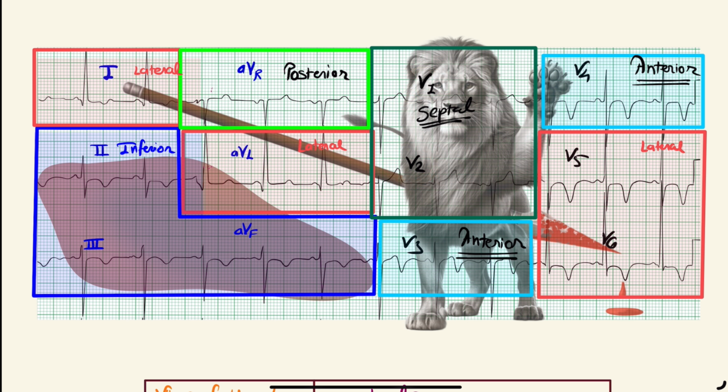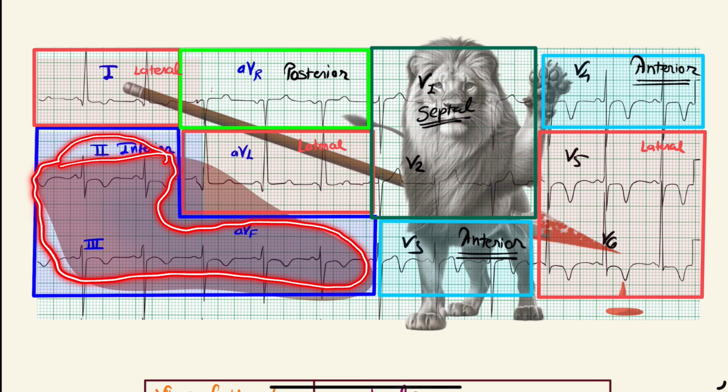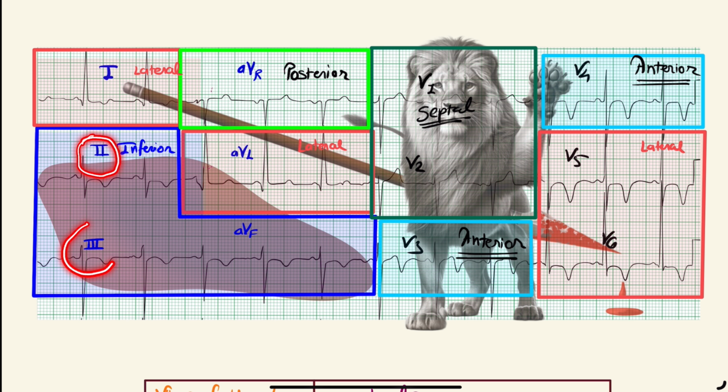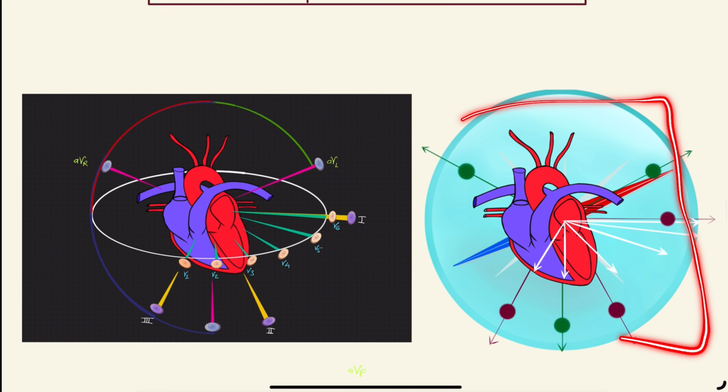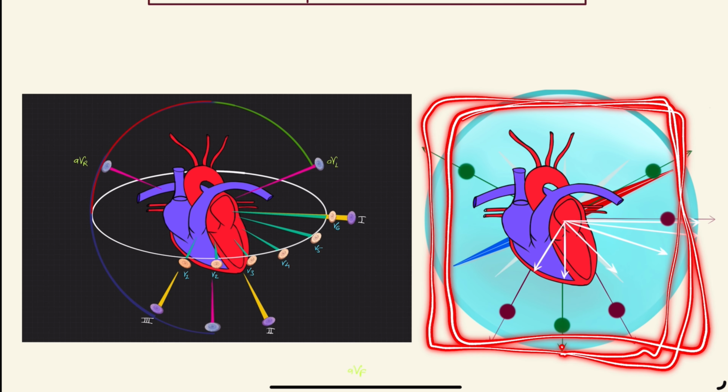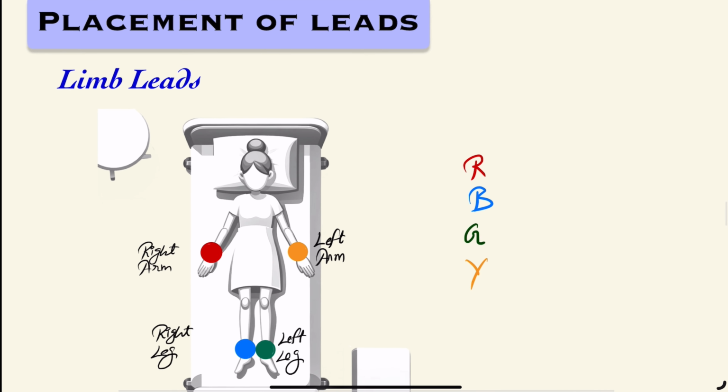The lion's tail corresponds to lead AVR on the ECG, making the lead AVR your posterior lead. There is a ditch on the left side of the lion corresponding to lead 2, 3 and AVF. So lead 2, 3 and AVF are the inferior leads. I have drawn this picture to help you practice the placement of the leads here. Now let's move on to the placement of the leads.